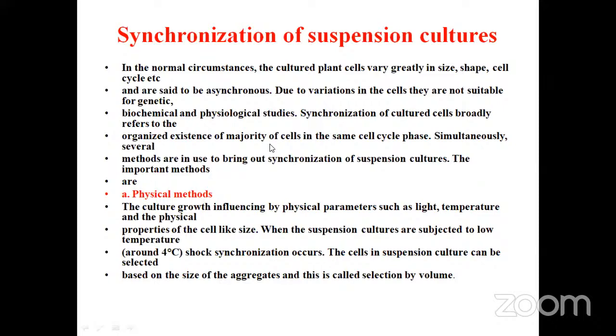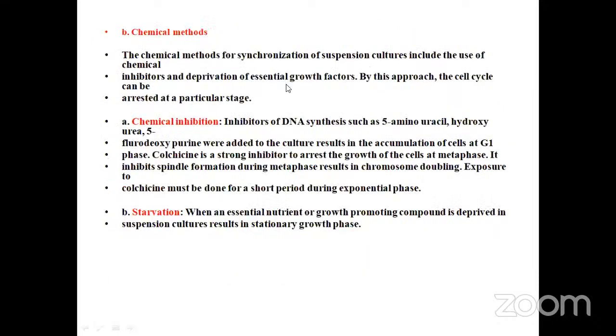Let's see the chemical method. The chemical method for synchronization of suspension culture includes the use of chemicals. With the help of these chemicals, the cell cycle can be arrested at a particular stage. For example, one cell is in G1, another in S or G2, different types of stages are there. During different stages, if we apply some chemicals, due to the chemicals, the stages are arrested at a particular level.